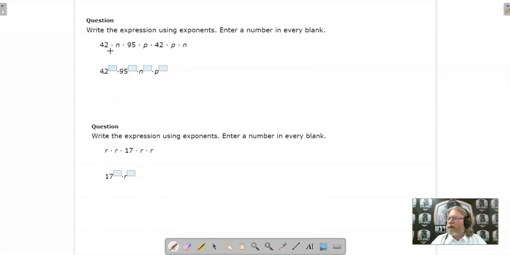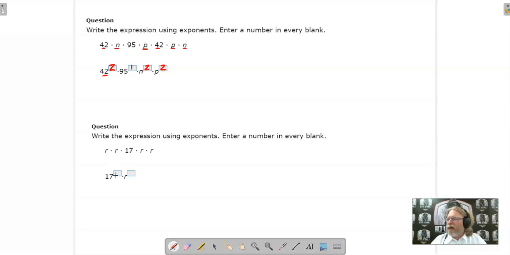On the next one, looks like we have 1, 2, 3, 4 different bases, so we're going to have to go through and find them. What about 4 to the base of 42? All right, base 42, we see it there once, twice, so 42 squared. The base of 95 only shows up once, so we'll type in a 1. The base n shows up twice, so that's n squared. And the base of p shows up twice, so that's p squared. So it's 42 squared times 95 to the first, times n squared times p squared.